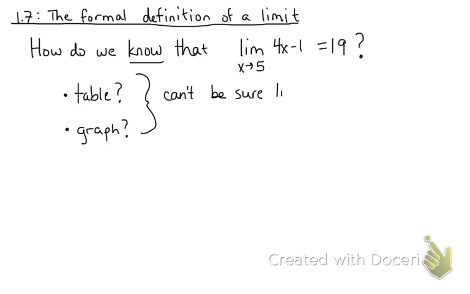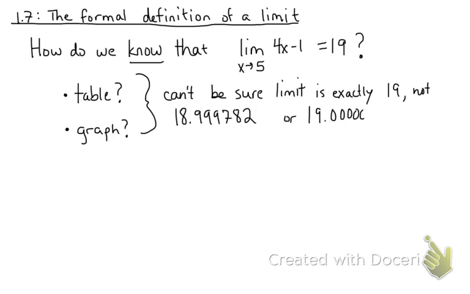For example, if I was just looking at a table of values or a graph, I probably wouldn't have enough information to know that the limit is actually 19 instead of something really close to 19, like 18.9999782 or 19.000000004, right? I can't be sure. Those are close enough to 19 that my graph is probably not high enough resolution to tell. My table probably doesn't have quite the amount of data to be sure. So how can I be sure?